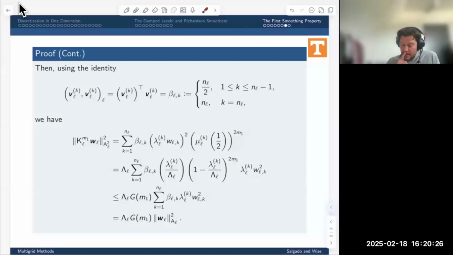Okay, so now what do we want to do next? Well, I'm going to replace this with some function, and then I'm going to bound that function, and that's all done in the next slide.